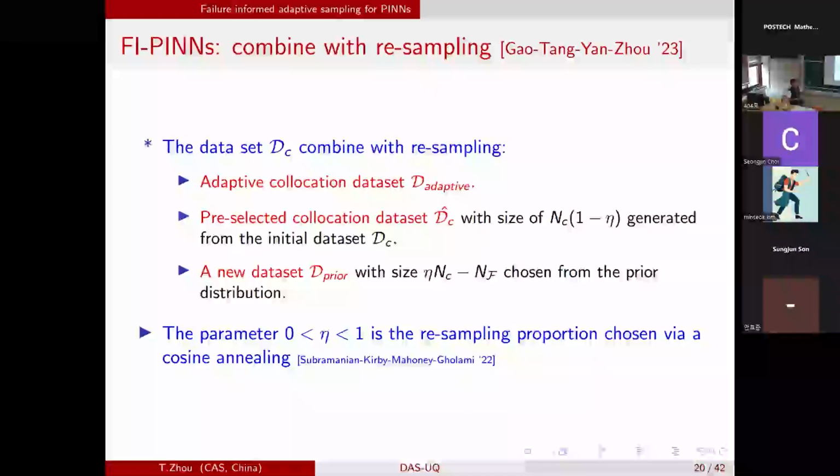But you can do the same thing here by using the so-called resampling schemes. Actually, the ideal training set should contain these three parts. The first part is the so-called pre-selected collocation data size, which means in the beginning you just use some prior distribution, normally uniform distribution, to generate points. This is the first type of points.